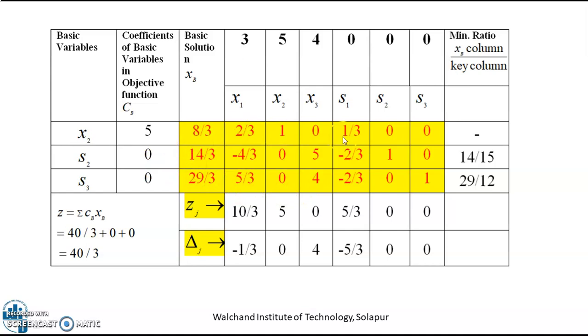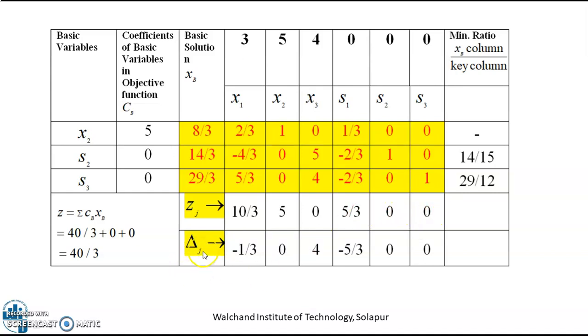Okay, so once we get this new system, then we have to calculate the zj entries again. The zj is defined as the sum of the products of the cb column and the xi and si columns. Now this entry is calculated by taking the product of these two columns. This is 5 into 2 by 3, which is 10 by 3, plus the remaining two entries are 0. Therefore, there is no need to take the product. So this entry is 10 by 3. Again, taking the product of the CB column and the next column, we get 5. Taking the next product, we get 0. Taking the next product, we get 5 by 3. And the next entries are 0, 0.